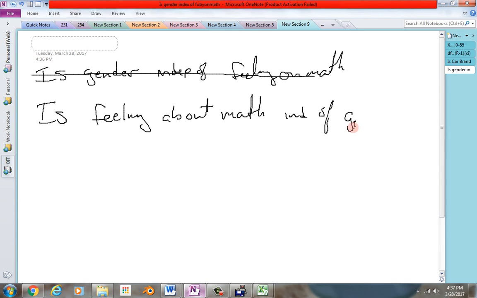And of course, if they're not, what does that mean? It means that one of them thinks differently about math. So H naught, what? They're independent. H1, and of course, they're dependent. Okay? So it's very straightforward.